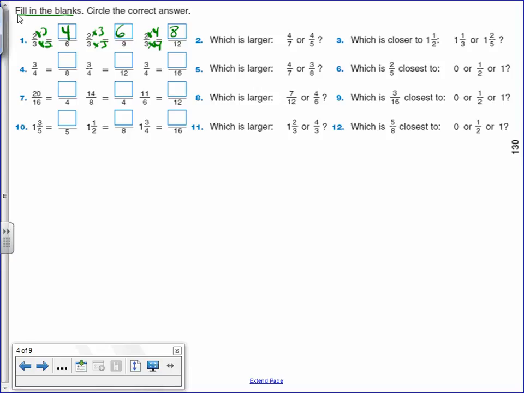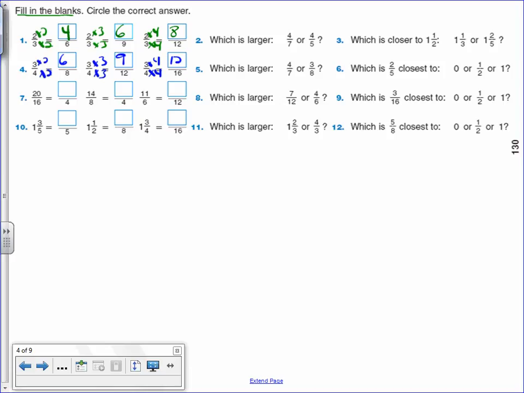4 times what equals 8? 4 times 2. So that means 3 times 2 equals 6. 4 times what equals 12? 4 times 3. So 3 times 3 equals 9. 4 times what equals 16? 4 times 4 equals 16. So 3 times 4 equals 12.